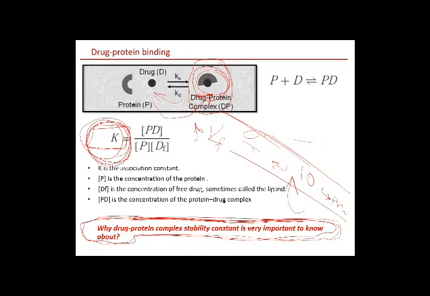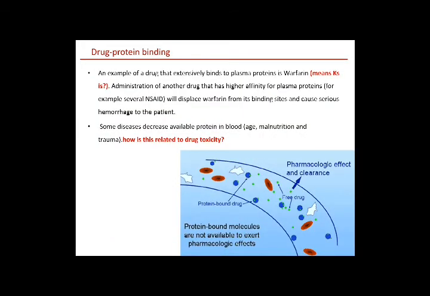So it's really important to know the ratio of the drug that is protein bound, to predict the dosage that we have to use to reach a certain free drug concentration in blood to be effective.